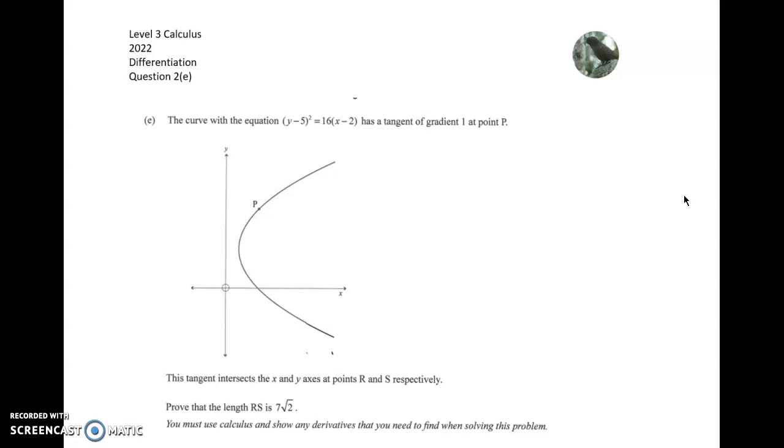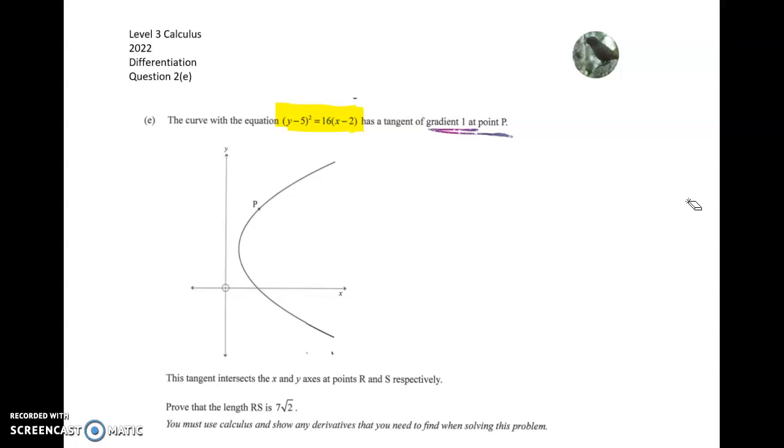So here we've got a curve. It's not a function, right? It's a curve. Here it is here. And it's got this equation. So it's a parabola. And if you're doing conic sections, which is one of the level 3 standards that's not that common, you'll be pretty confident with this curve equation here. Anyway, the curve has got a tangent of gradient 1 at point P. So this is point P here. And obviously we're going to have to figure out where that point is.